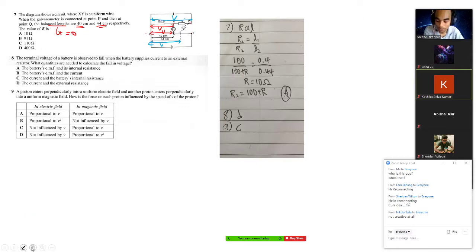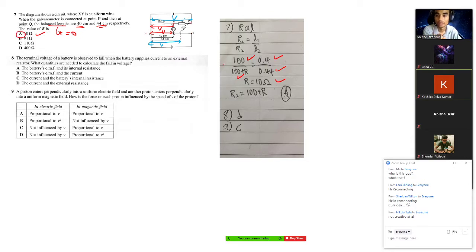So how to do this one? R is directly proportional to L, so R1 over R2 equals L1 over L2. So 100 divided by 100 plus R equals 0.4 over 0.44, in meters. So R equals 10. So the value of R is 10 ohm.